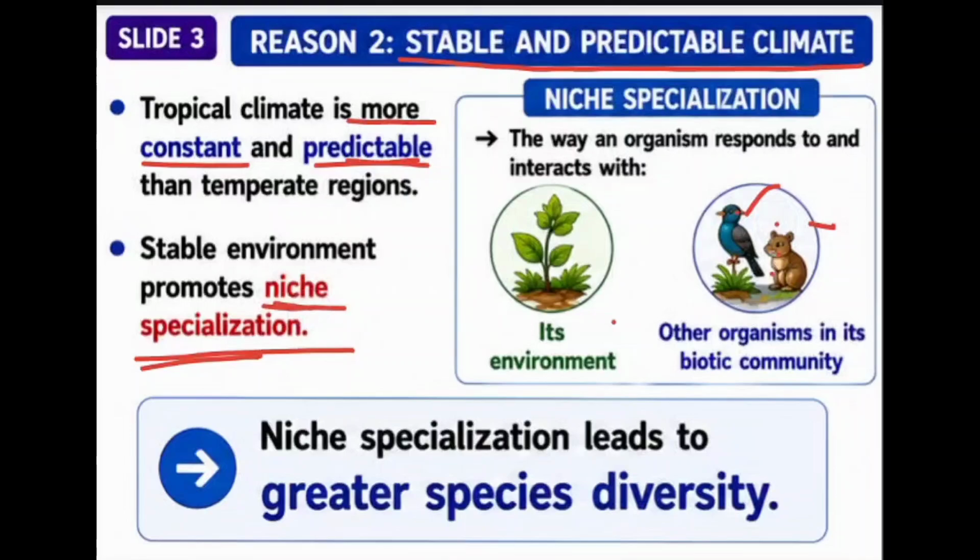Why does stable climate increase diversity? Let's connect the idea. Stable climate creates stable habitats. Stable habitats encourage niche specialization. Niche specialization allows more species to coexist. Therefore, stable climate, niche specialization, greater species diversity. This is one of the major reasons for tropical forests to support thousands of species in a relatively small area.